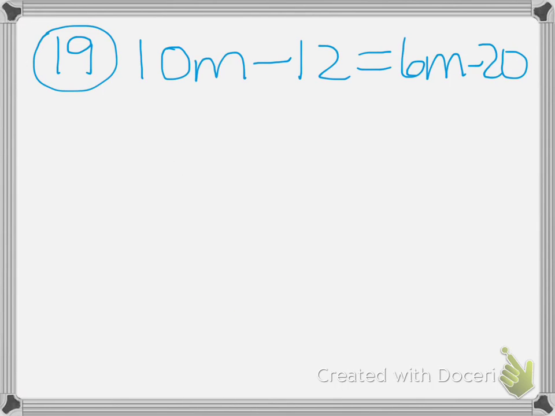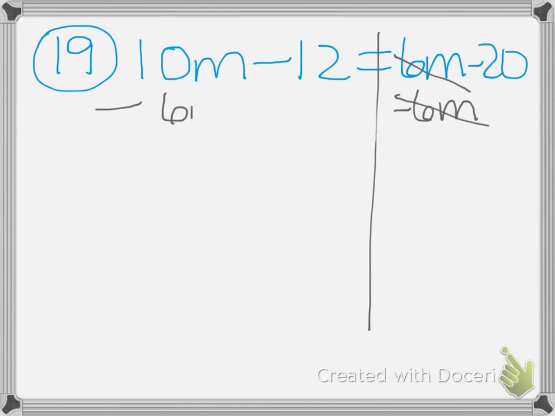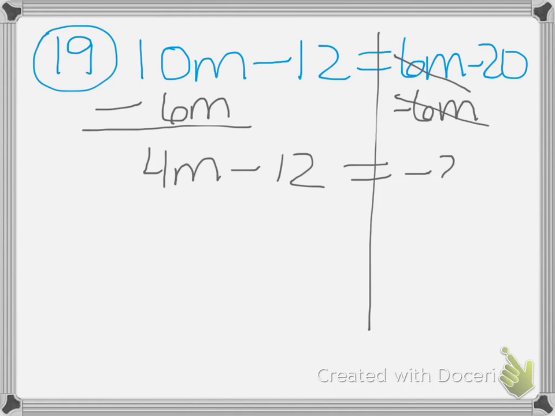Alright, number 19. We have 10m minus 12 equals 6m minus 20, another 4 term. So I'm going to draw my line right here. And the first thing I want to do is get my variables together. So I'm going to move my smaller one. So let's move this 6m. So that cancels that out. I put minus 6m under the 10m. I have 4m. So 4m minus 12 equals negative 20.